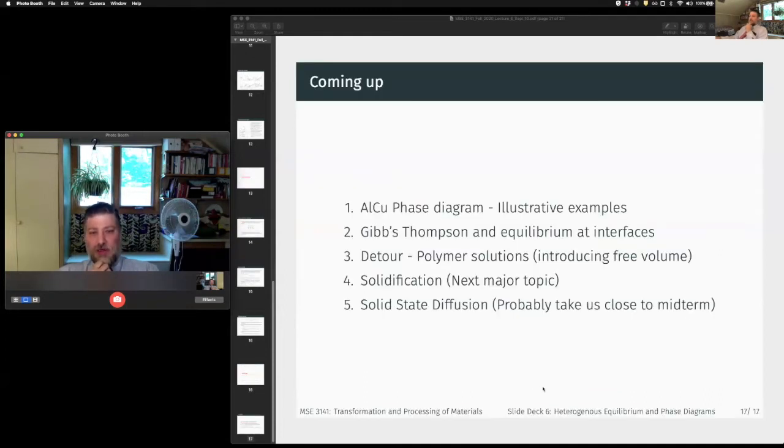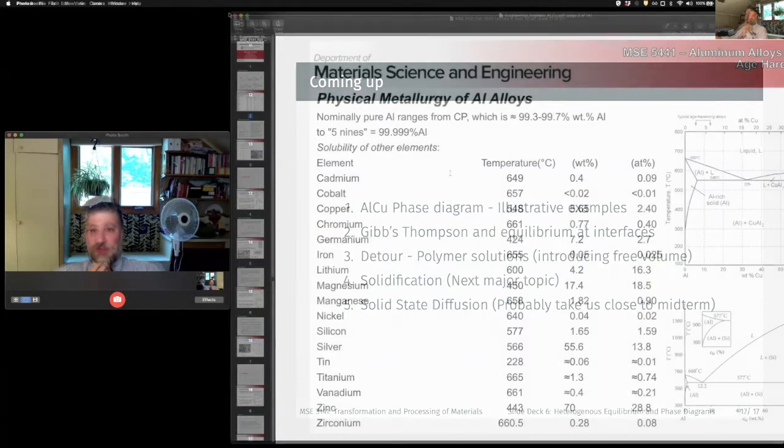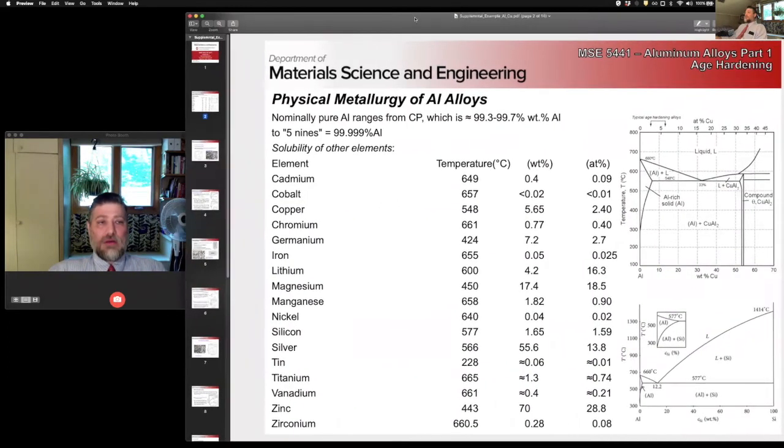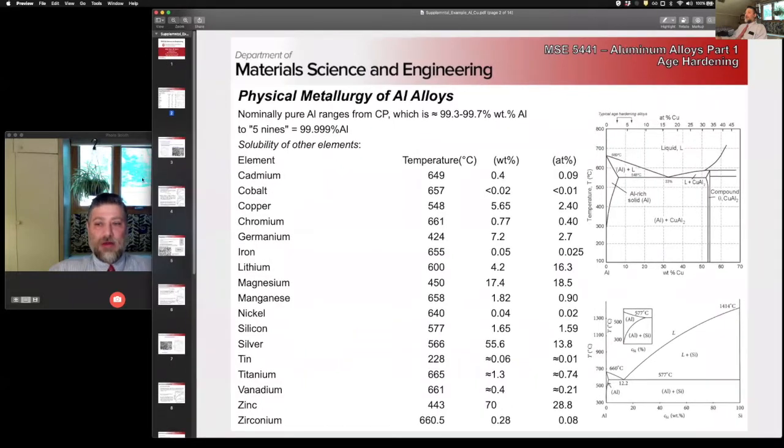Okay, so coming up, I want to take a little break and look at some illustrative examples on the aluminum carbon phase diagram. And then today we're going to talk about the Gibbs-Thompson rule and equilibrium at surfaces. Okay, so these are some notes that I'm extracting from a previous version of the Advanced Physical Metallurgy class, MSE 5441, that I taught previously. I'm a little big here. Okay.